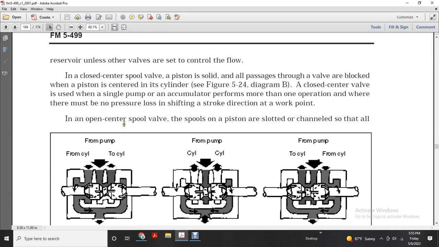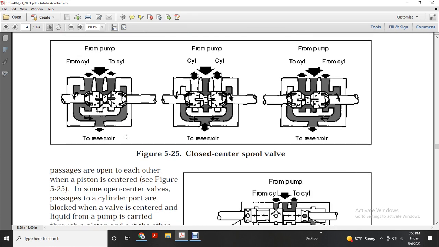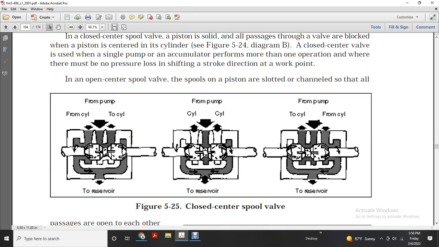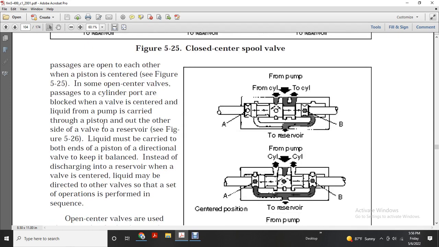Open center. Figure 525 shows the center spool valve and the open center valve with the spool piston with the slide with the channel, so with all the ports open to each other with the piston center, with the figure 524. Some of the open center valve with the path, the cylinder port block with the valve same with the liquid pump with the scare through the piston with the other side with the valve's reservoir.